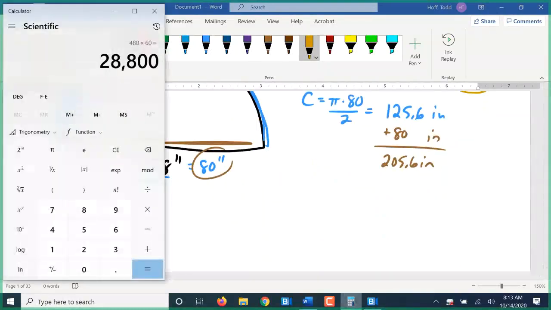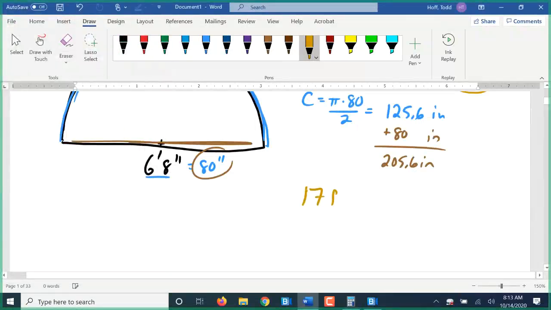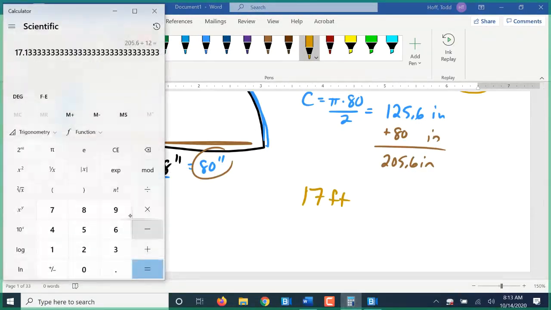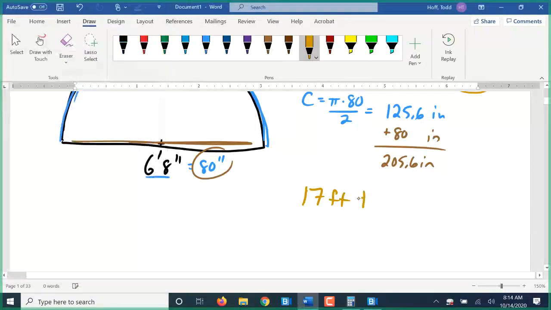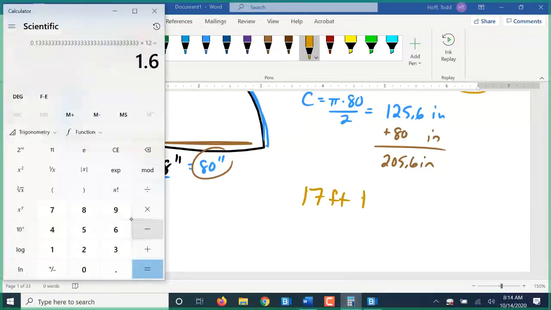So I'm going to put my 205.6 in my calculator. Turn it into feet. I'm going to divide by 12. So that's 17. Now all I want off of there is the 17. That's 17 feet. Now to keep it in the calculator, I'm going to subtract the 17. And then I'm going to multiply by 12 to turn that decimal portion back into inches. That's 1.6 inches. Well, I just want the 1 full inch.